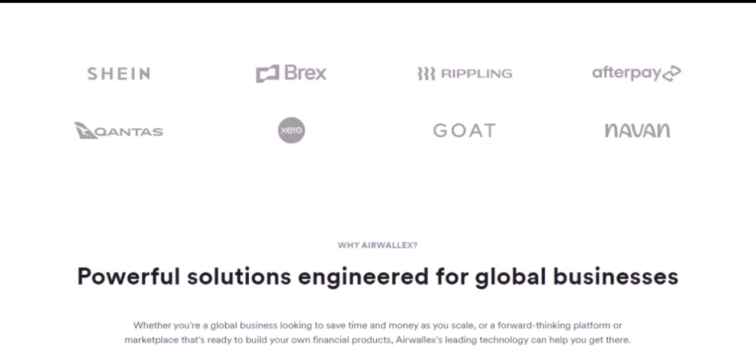API integration. Airwallex offers a robust API that allows you to seamlessly integrate its services into your existing business systems. This means you can automate payment processes and streamline your operations.